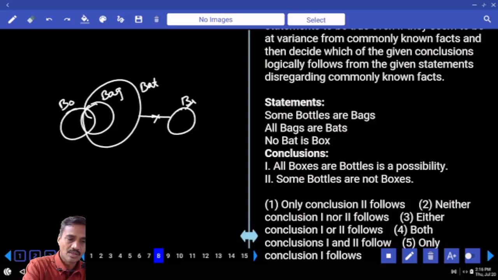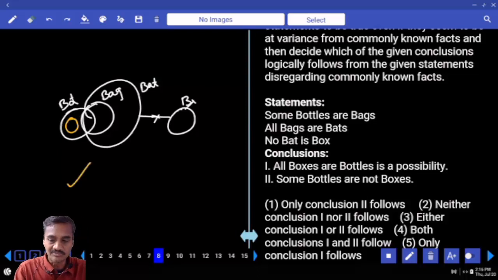Isn't it? No intersection. All boxes are bottles is a possibility. Now tell me whether we can bring this entire box under this one or not. Yes, it is possible. Some bottles are not boxes. Now, no bottle is a box; some bottles are boxes is true.